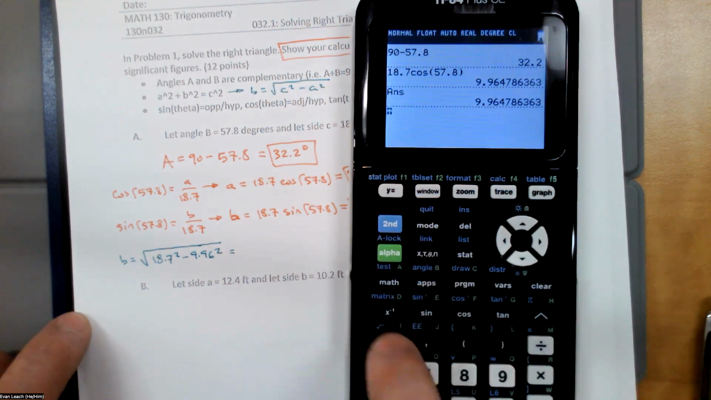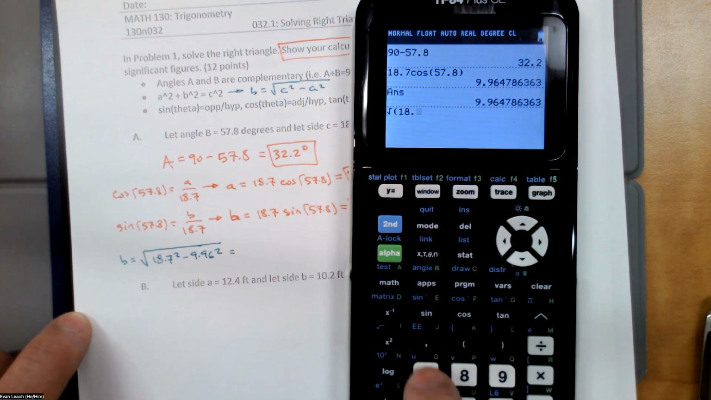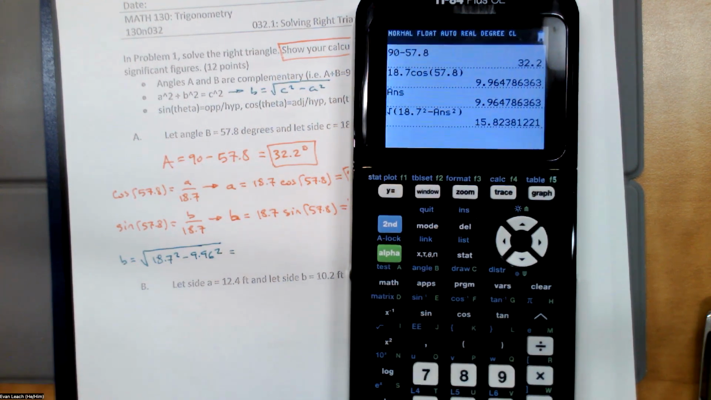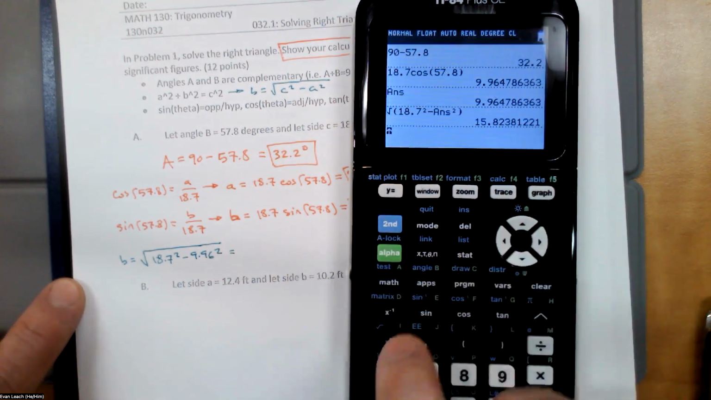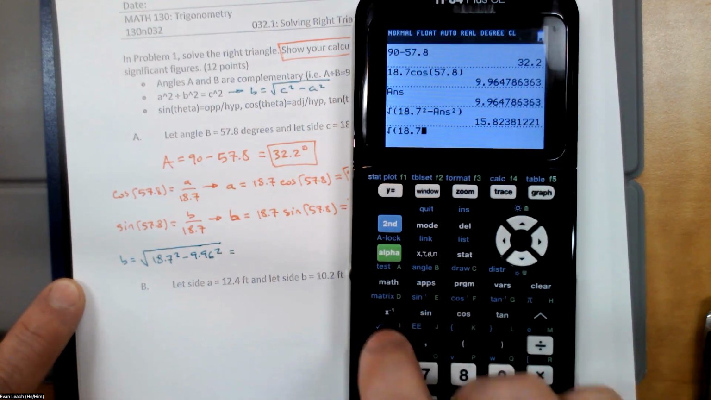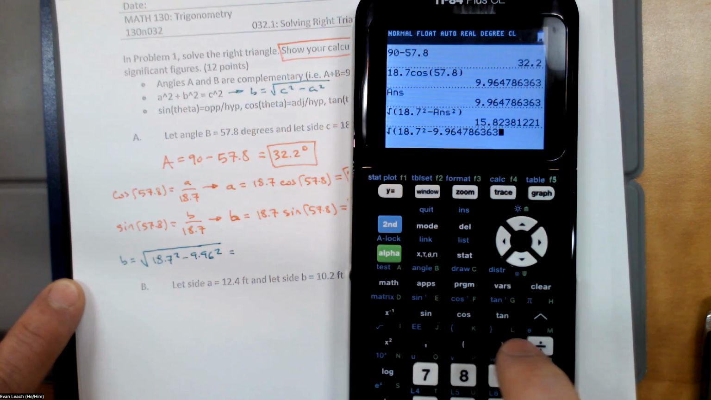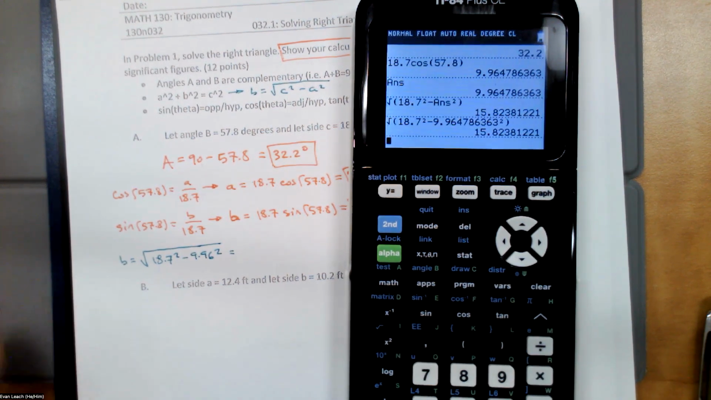But I can do a square root of 18.7 squared minus ANS squared, and then get the 15.8, no rounding error, because I used more digits. Or we can just be like, oh, I don't like fancy stuff, and type a lot of digits.